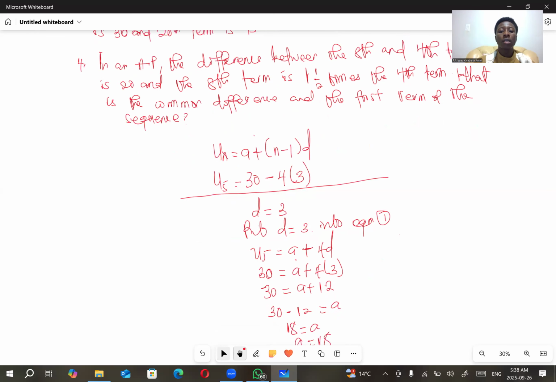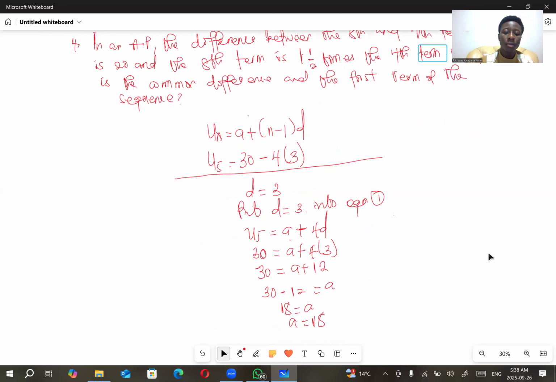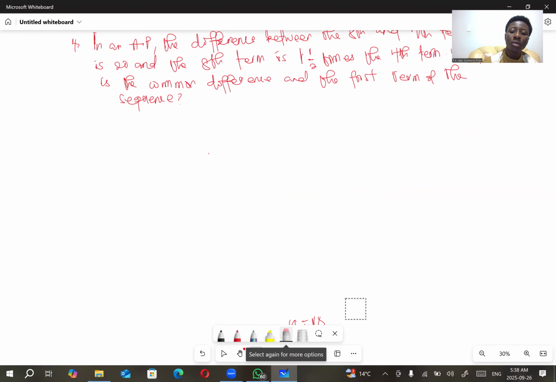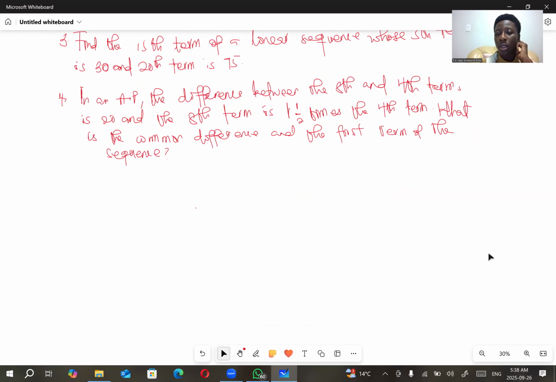The question says it's an arithmetic progression, and for an AP, we know the formula. So in an AP, the difference between the 8th and the 4th term is 20. That expression, we are going to express in an equation. The difference between the 8th and the 4th terms is 20.